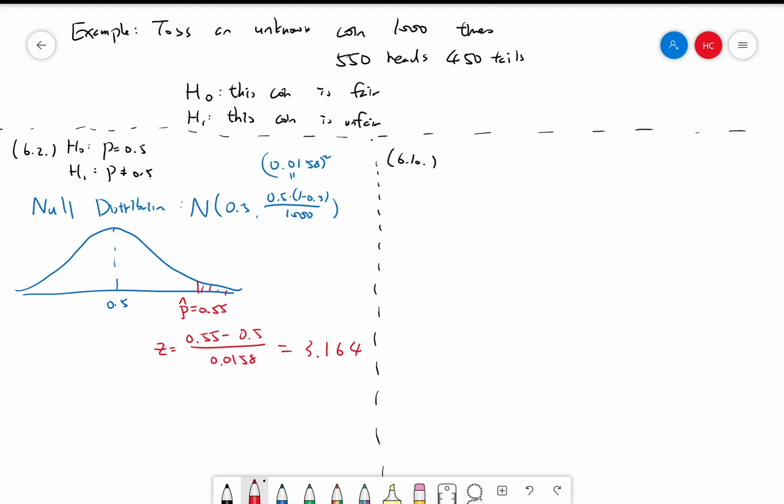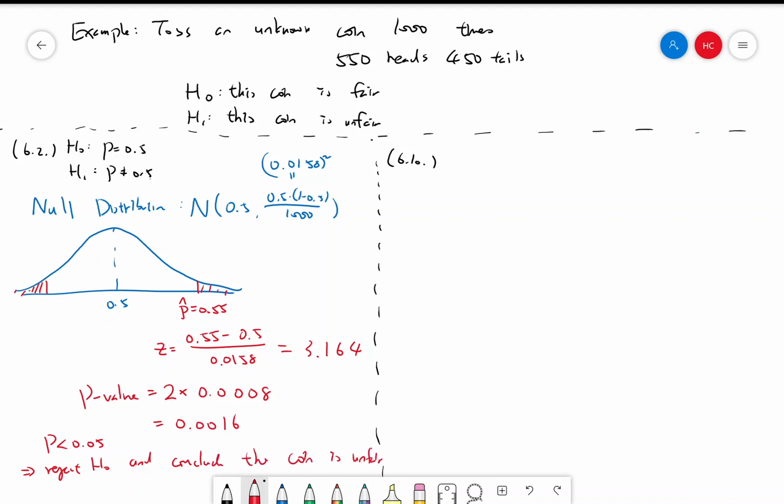And after finding the z-score, we look at the table. Because it's a two-sided test, we look for the area of two tails. So the p-value: 3.16 gives you 0.0008, and because it's two-sided, it's equal to 0.0016. In particular, p is definitely less than 0.05, so we can reject H0 and conclude the coin is not fair. Okay, so that's the old method.